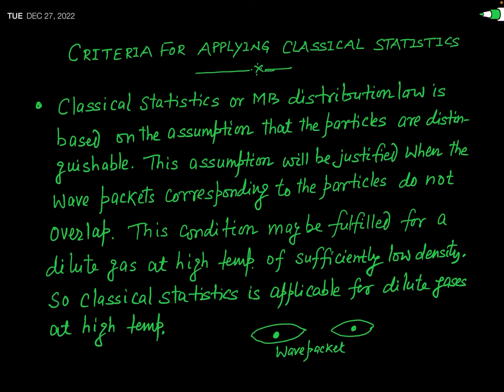Say this is particle number 1 and this is particle number 2, and this R is the interparticle separation. So if the wave packet, or the de Broglie wavelength, associated with the particle is much smaller than this interatomic separation, only then will the particles have individual identity. They will not be correlated, and they can be treated like distinguishable particles.